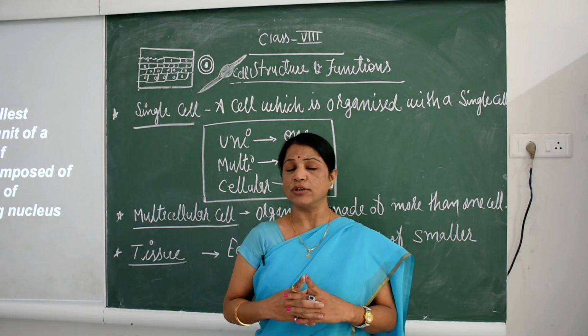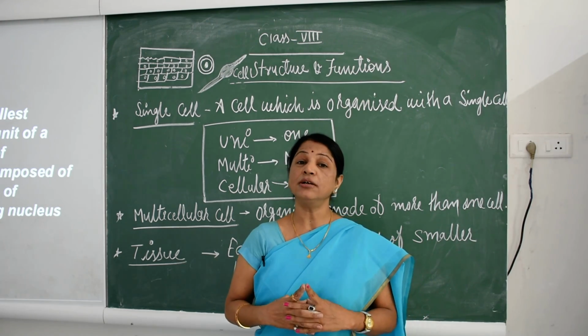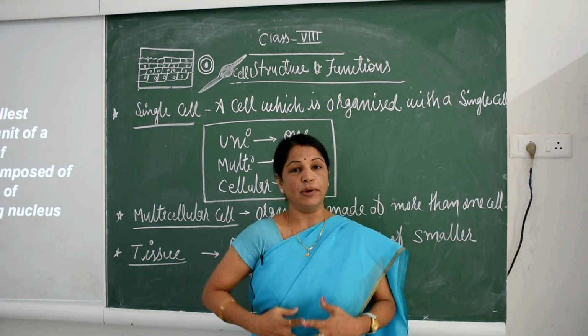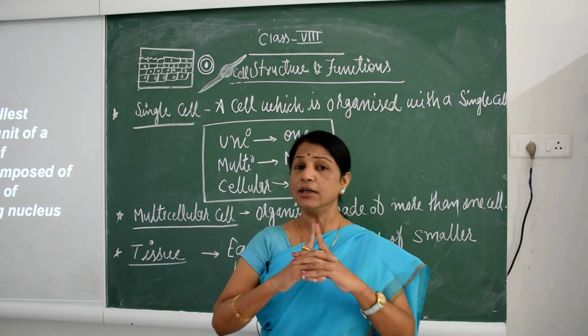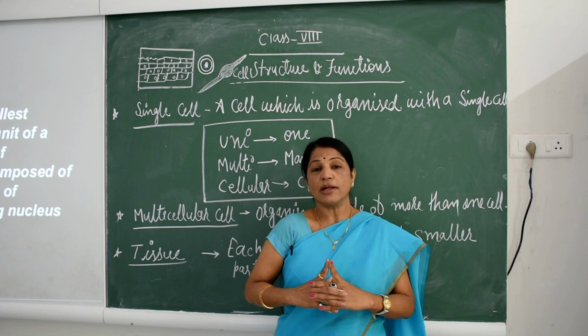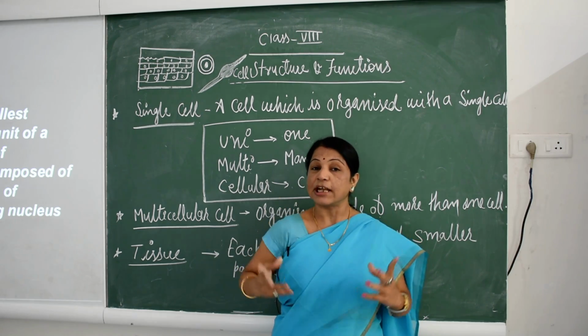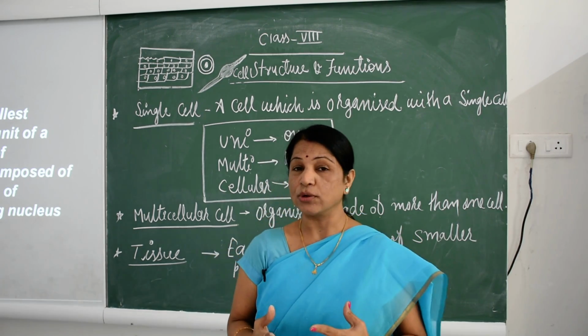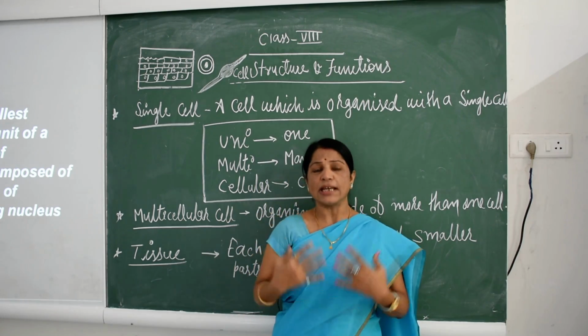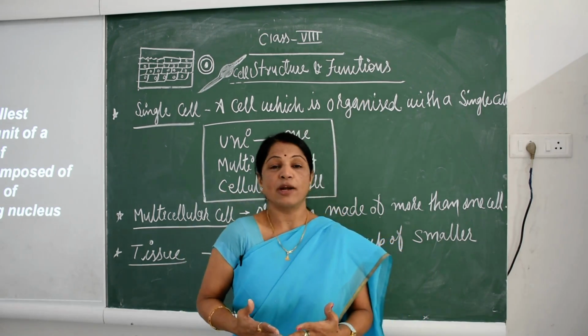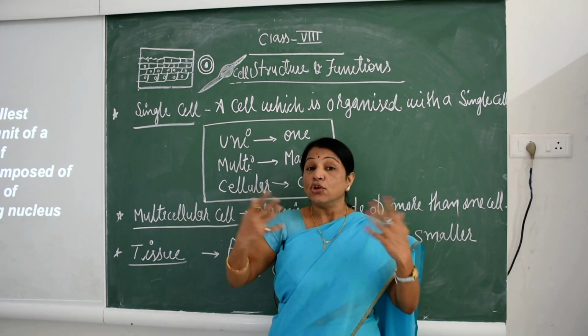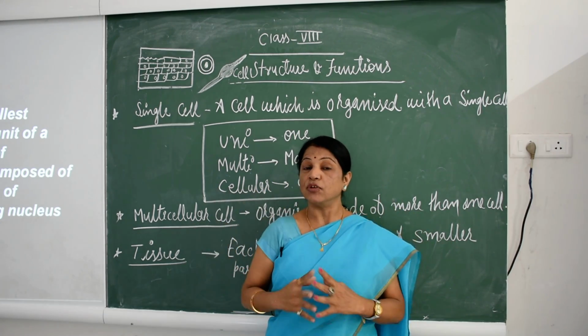Cells have two types, especially the unicellular and the multicellular. Unicellular means it is made of only a single cell. Multicellular means it has various types of cells. We talk about us: our body is made of various types of organs, so it is made of many types of cells.